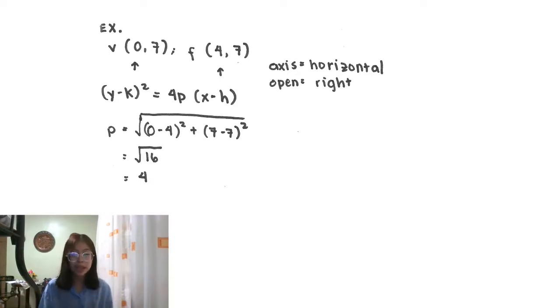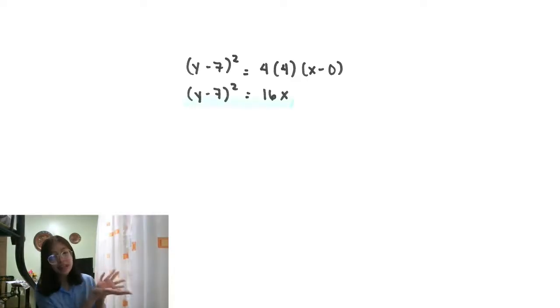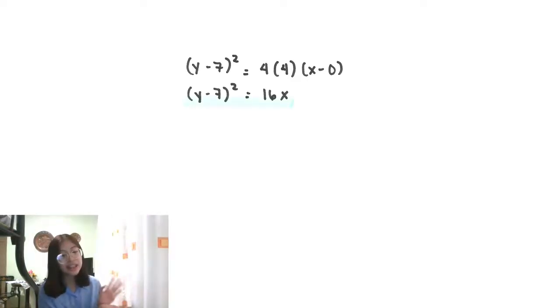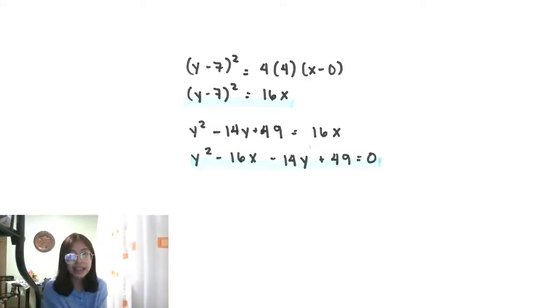So we should apply this to the formula. And h and k is actually the value of the vertex, so we must substitute it to the formula as well. So we have (y minus 7) quantity squared equals 4 times (x minus 0). And then when we simplify that, we get this formula, which is the standard formula. To get the general equation, we must expand and equate to 0. So we would get this equation. And then let's equate it there. And that is the general equation.